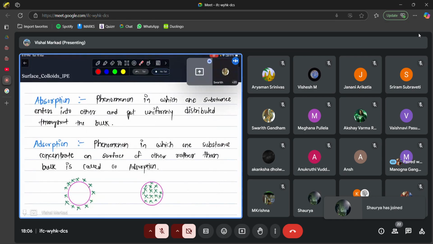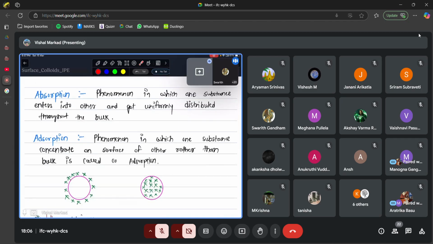Now another one is adsorption. What is happening in adsorption? One substance just gets accumulated on the surface of the other. That is called adsorption. The phenomenon in which one substance concentrates on the surface of the other rather than entering into the bulk is called adsorption.